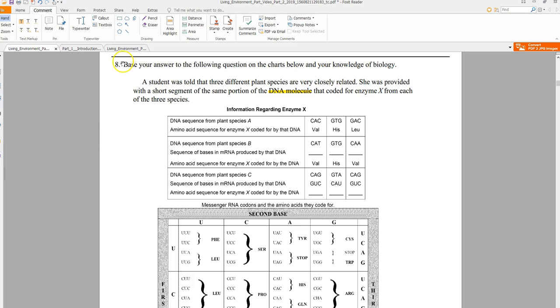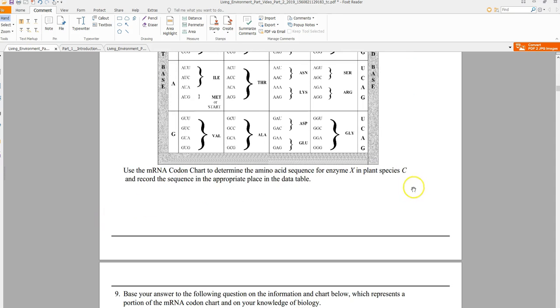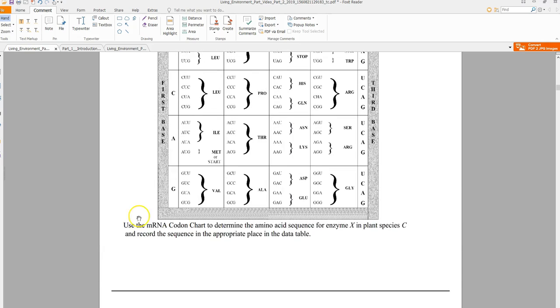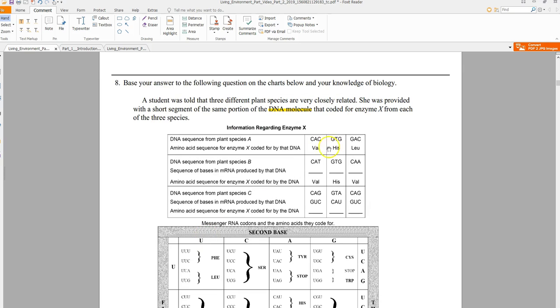All right, start from the top. Base your answer to the following question on the charts below and your knowledge of biology. A student was told that 3 different plant species are very closely related. She was provided with a short segment of the same portion of the DNA molecule that coded for enzyme X from each of the 3 species. We have species A, species B, species C. Now, let me just check if this question only wants us to fill out what's blank here.